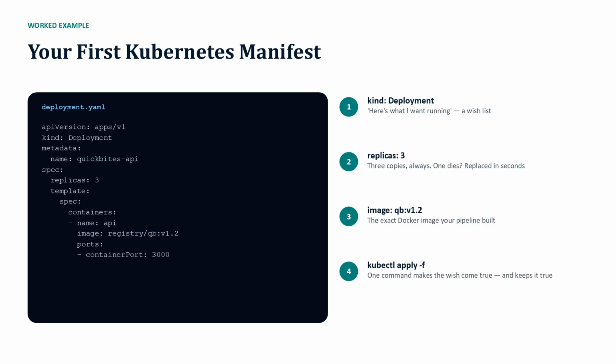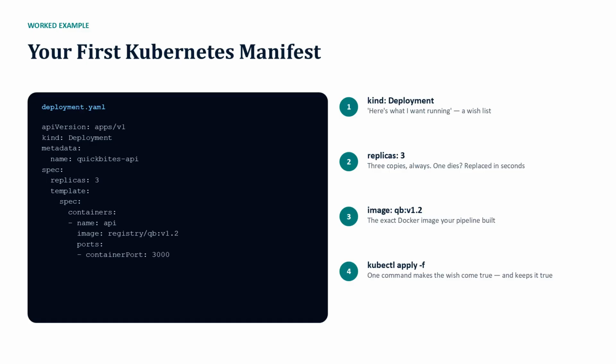Here's the magic trick that makes Kubernetes click. You don't give it commands, you hand it a wish list. This file says, I wish for a deployment called QuickBytes API, running 3 copies of image version 1.2, listening on port 3000. You submit the wish with 1 command, kubectl apply, and Kubernetes makes it true. But here's the important part. It keeps it true, forever.